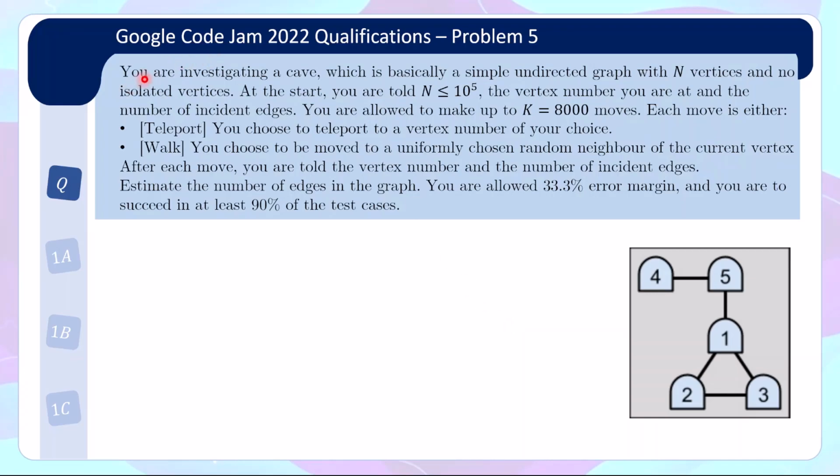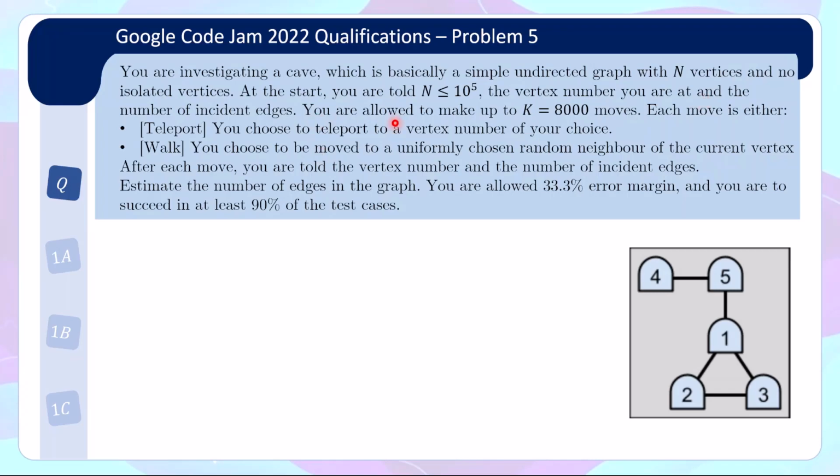So basically, you are investigating a cave, which is a simple undirected graph on n vertices with no isolated vertices, so something like this. You're not actually given how the graph looks. You're only told firstly the number of vertices, which according to the limits of the problem is less than or equal to 10 to the 5. Then at the start you are given a vertex number that you are currently standing at, and the number of incident edges to that vertex.